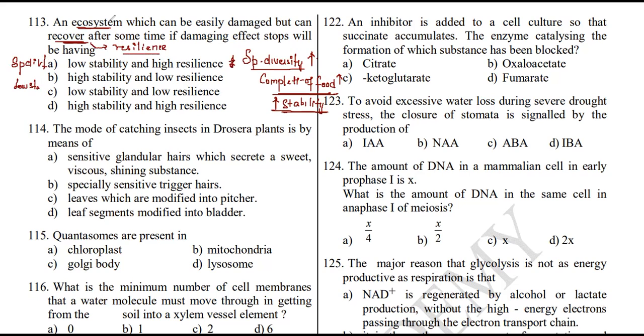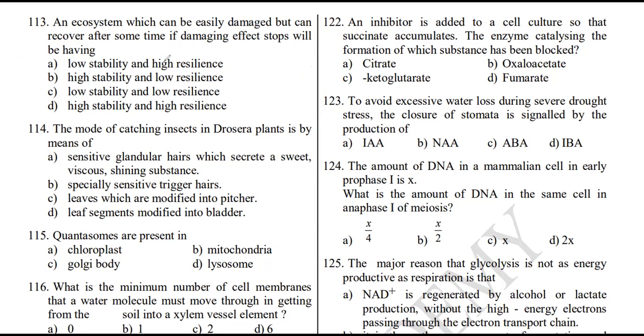Suppose there's going to be deforestation. So ultimately what happens, we can go and cultivate many plants. We human beings can recover it very quickly by planting them, right? Yes. So that is going to be low stability. If the ecosystem is damaged, which means species diversity is less, so low stability and high resilience. Okay, yes. So the answer is going to be option A.